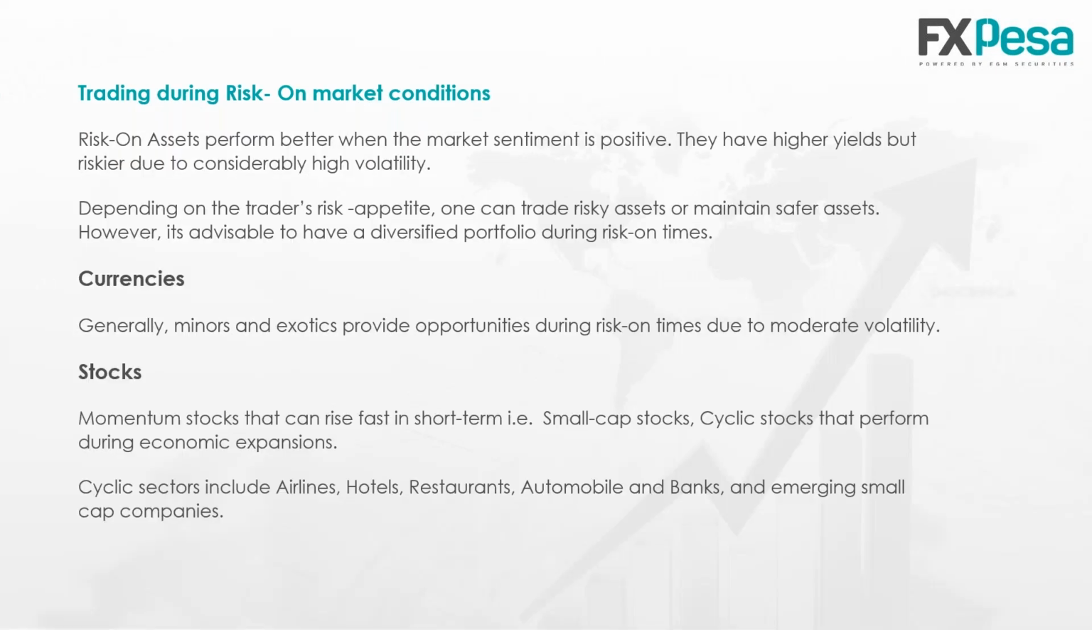So during risk on market conditions, meaning that you can take on risk, you can speculate in various risky financial instruments. Risk on assets perform better when the market sentiment is positive because they have got higher yields, and they are riskier because there's considerably high volatility. So as a trader, depending on your appetite, you can trade risky assets or maintain safe assets, because even safe assets will move during risk on times, but they won't be in high demand, right? So it's advisable to have a diversified portfolio during risk on times.